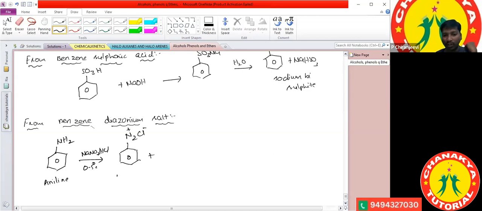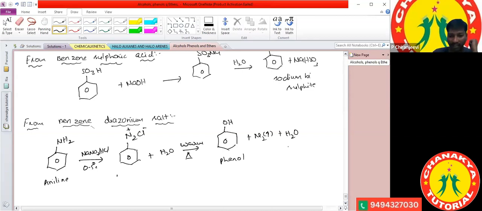When the benzene diazonium salt is warmed with water, it is converted into phenol. It forms phenol, OH. Here, nitrogen gas is released into the atmosphere and the water molecule is the byproduct. So when the benzene diazonium salt is warmed with water, it forms phenol and releases dinitrogen gas into the air, and the byproduct is a water molecule. Clear?